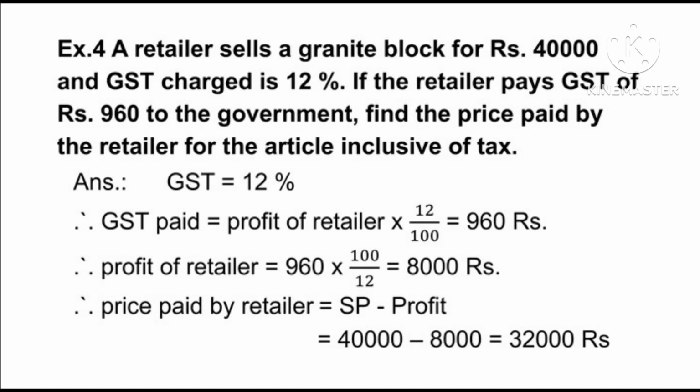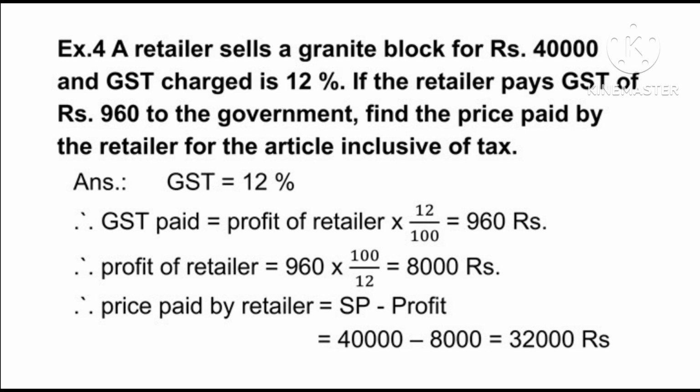Example 4. A retailer sells a granite block for 40,000 rupees and GST charged is 12%. If the retailer pays GST of 960 rupees to the government, find the price paid by the retailer for the article inclusive of tax.